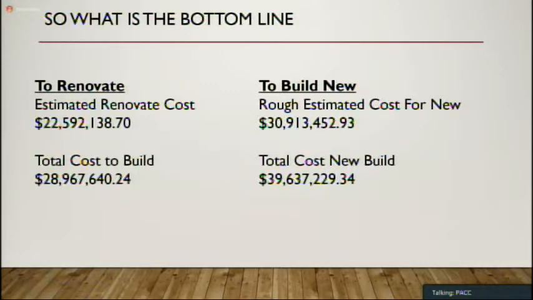So, at the end of the day, the important thing we were trying to get to was an apples-to-apples comparison of the cost to build a new building that would provide the same programming as what we had programmed into the renovation project. So again, I presented earlier the cost to renovate, which has now been estimated to be almost $29 million, including hard construction and soft costs. The cost for a new build is estimated to be $39,637,000 and change. So you can see there's a pretty significant difference with the cost there for the new build alternative.